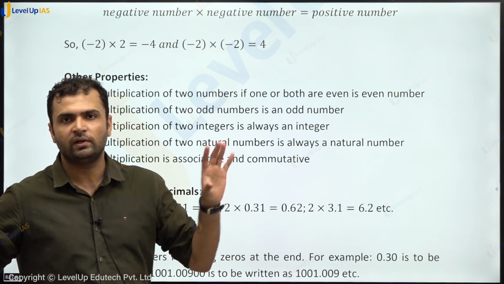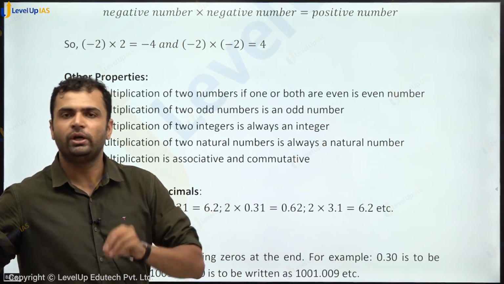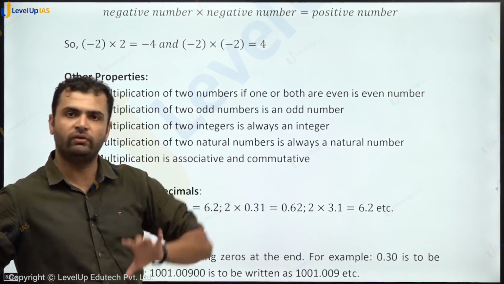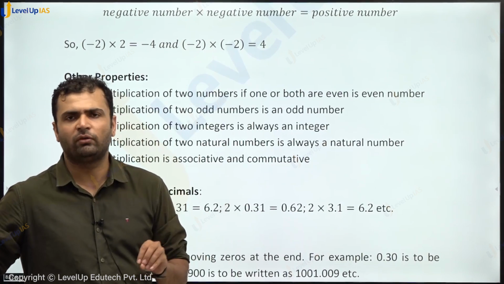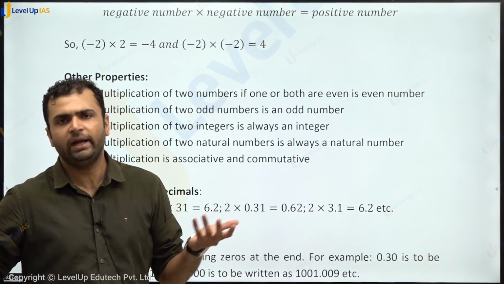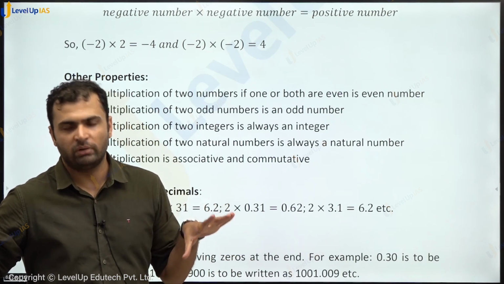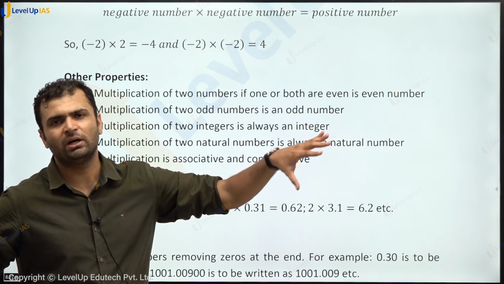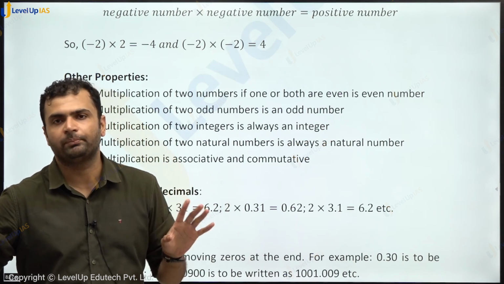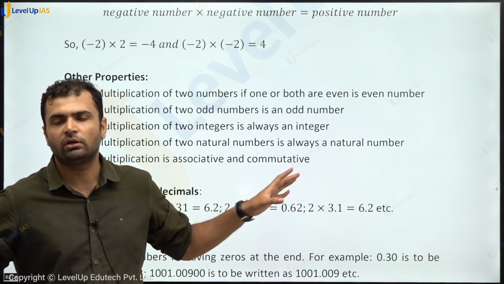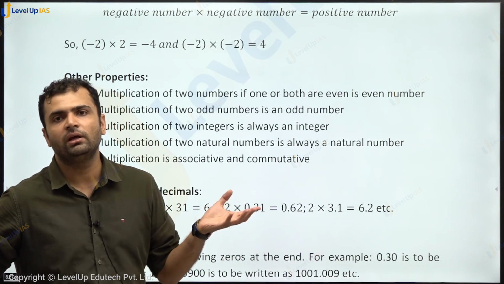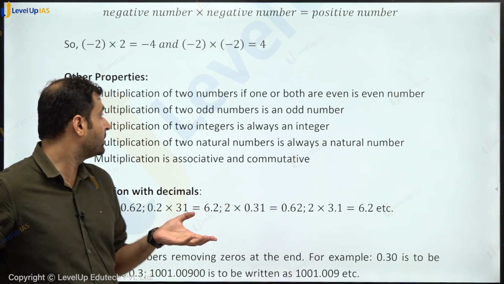2 into 3 is 6, even number. 2 into 19, 38, even number. So any multiple of 2, for example 8 into 7, 56, even number. If we are multiplying two or more numbers, and even if any one of them is even, the product or multiplication will be an even number.